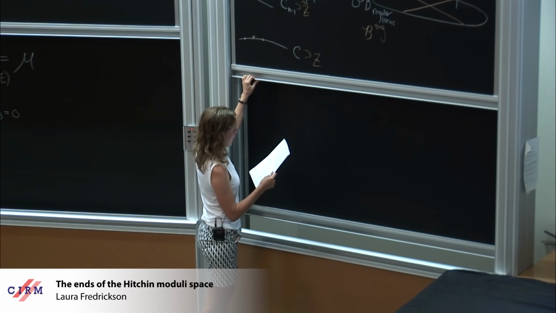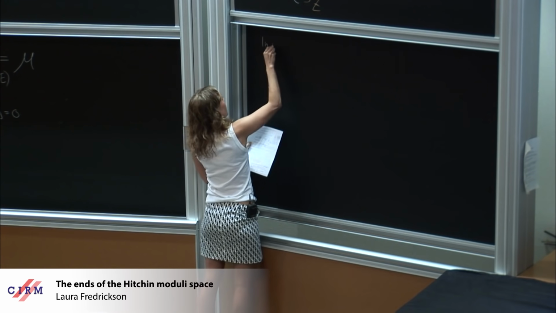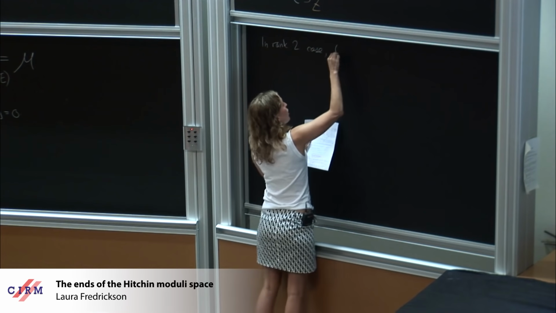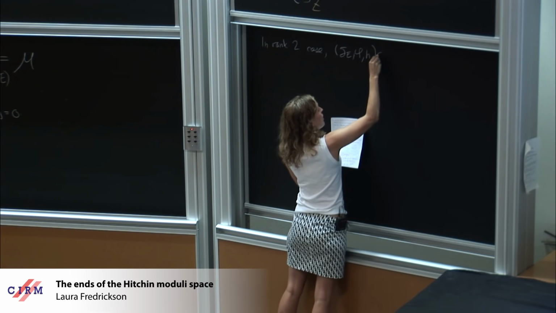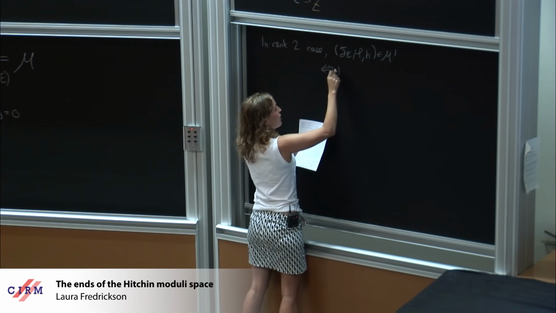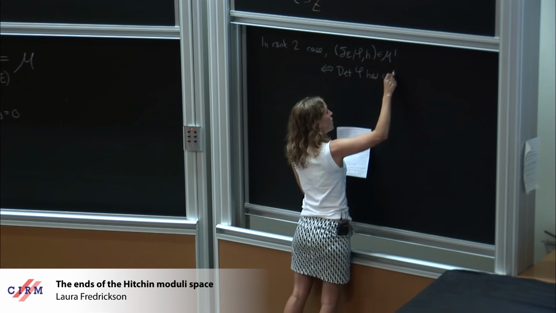So in the rank 2 case, it's easy to say what's in the regular locus. It's in the regular locus if and only if the determinant of the Higgs field has only simple zeros.